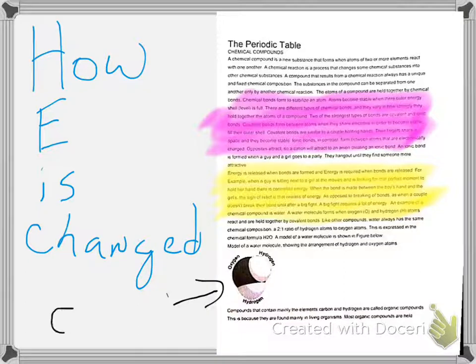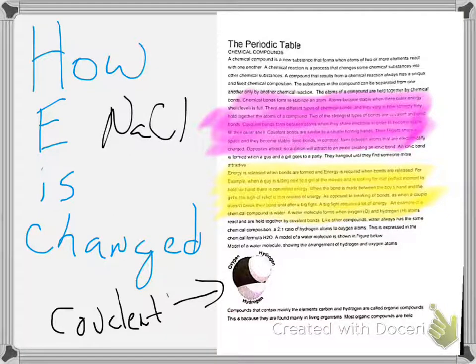Water is covalent. Okay? Water is covalent. Salt, NaCl, is ionic. Ionic is just charges holding together, opposites attract. So if one's negative and one's positive, they will go towards each other, just like salt, NaCl. And NaCl is ionic because the sodium is positive and the chlorine is negative.